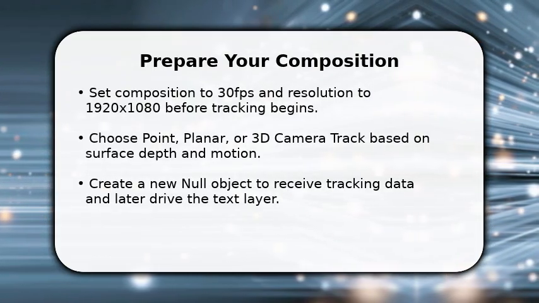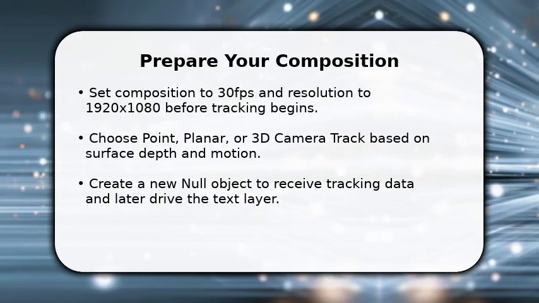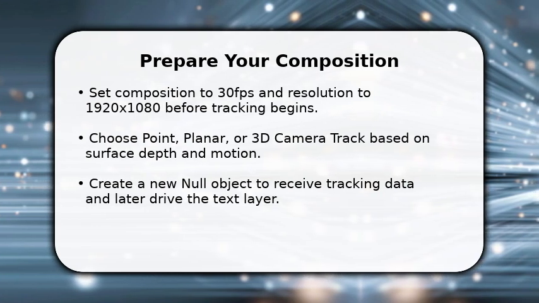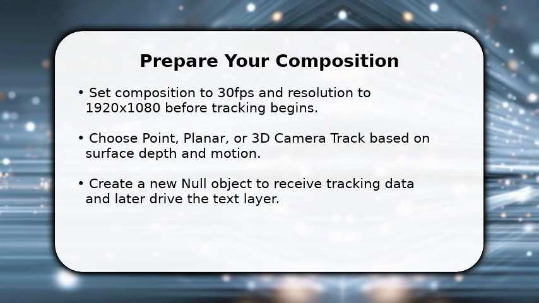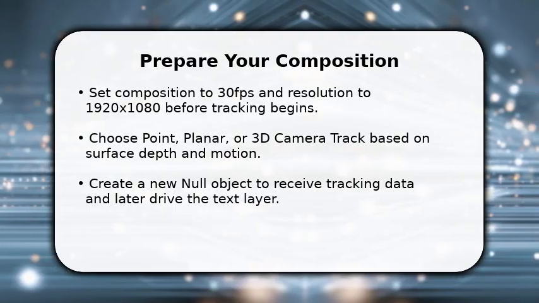scene. Planar track works well on flat surfaces like signs. 3D camera track is best for complex parallax and moving camera shots. Create a new null object now to collect tracking data for later use.